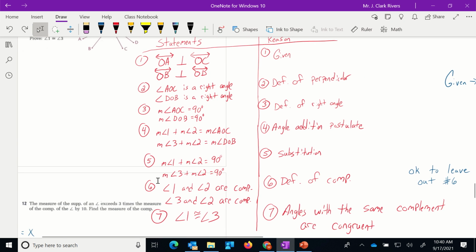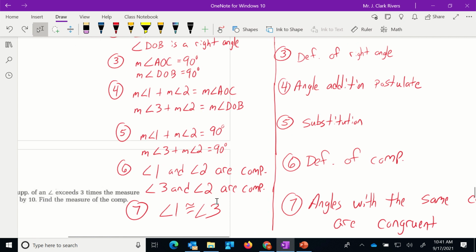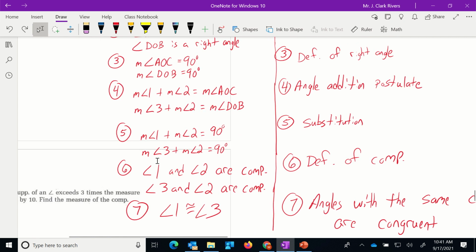I'm okay if you don't include statement number 6, right? I went ahead and included it, but if you didn't have it, that's okay. 1 and 2 are complementary. 3 and 2 are complementary. That's the definition of complementary. I'm going to say this is good enough. If you got that, that's good enough to show that they are complementary.